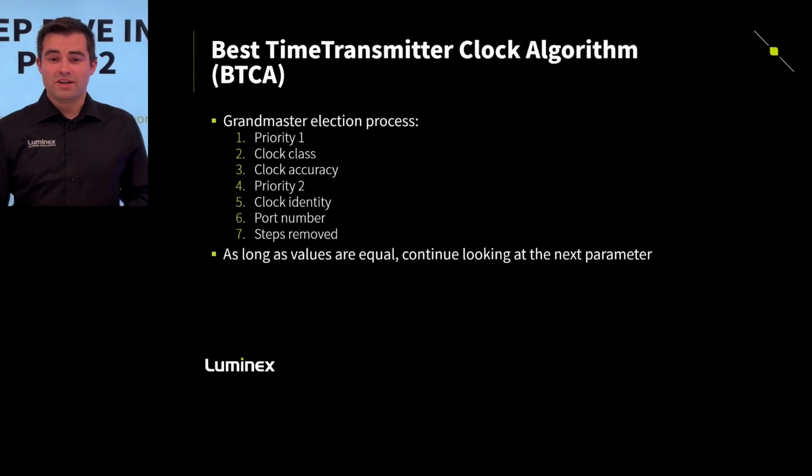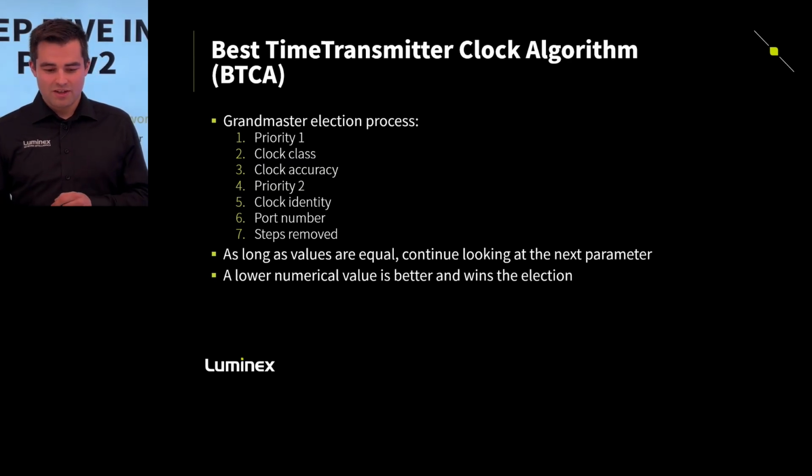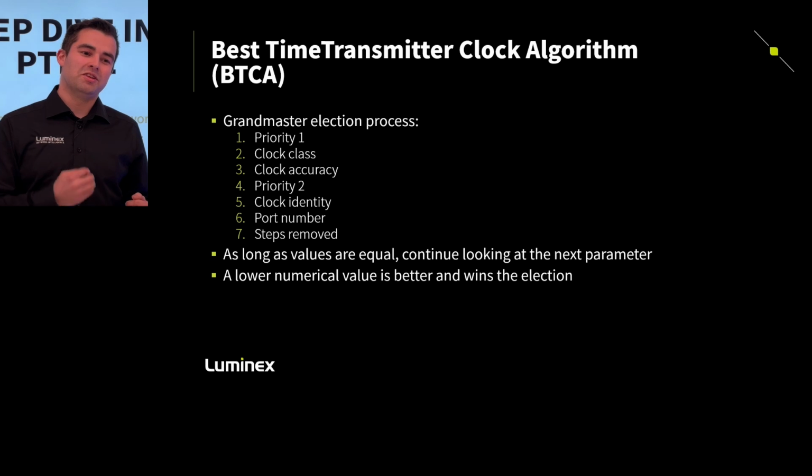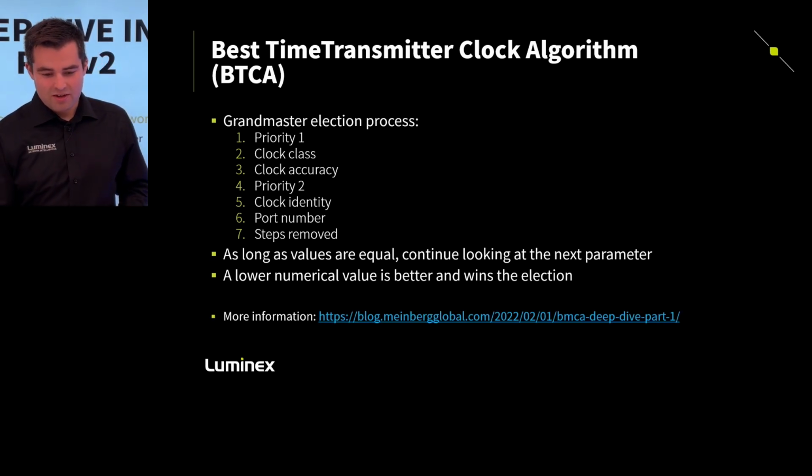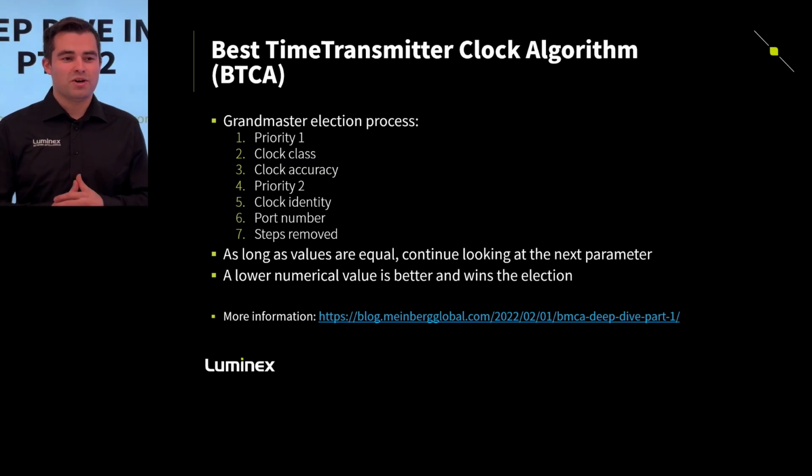So as already mentioned, as long as all values are equal, the devices will continue looking at the next parameter. If values are different, then the lowest numerical value will win the election. So this means that a lower priority 1 value actually means it's more important than the other device. If you would like to see more information about this algorithm, you can check out this blog post from Mindberg with the URL currently on screen.